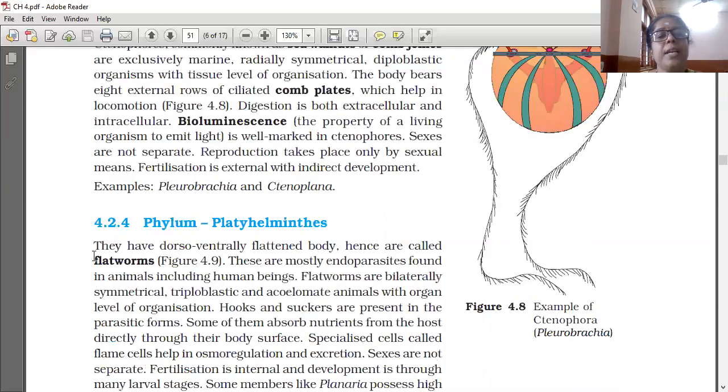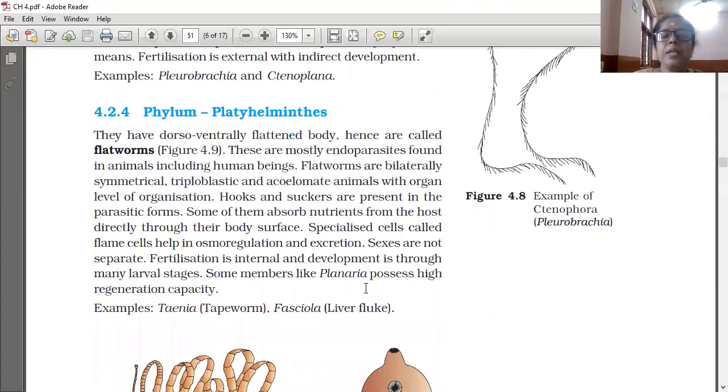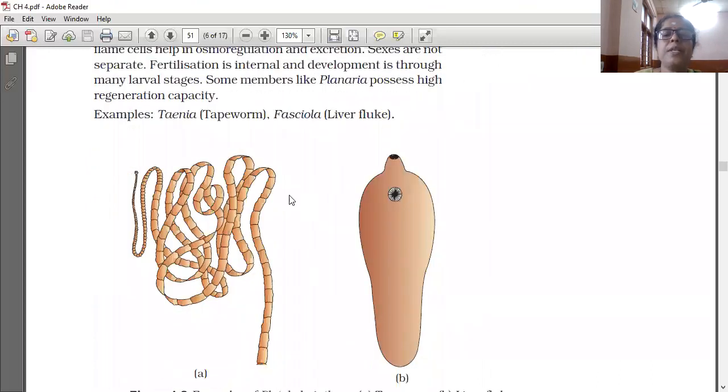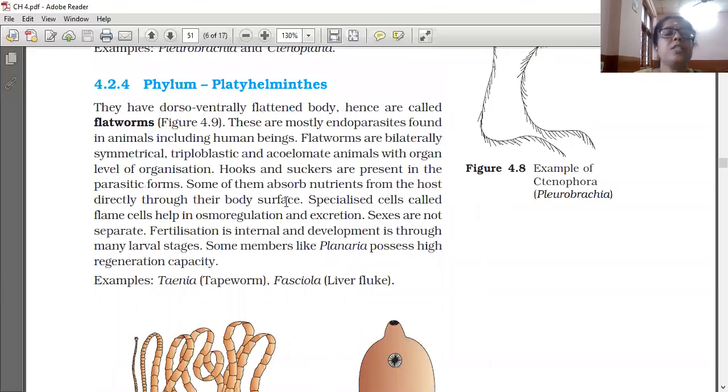So phylum Platyhelminthes have a dorso-ventrally flattened body. Platy means flat, flat from both sides, dorsally and ventrally. They have a dorso-ventrally flattened body, hence they are called platyhelminthes, because the structure is flattened on the back side and the front side. See the organism: this is a flattened structure, like a leaf.